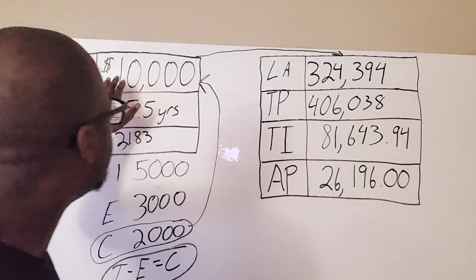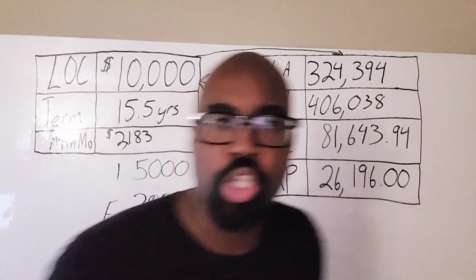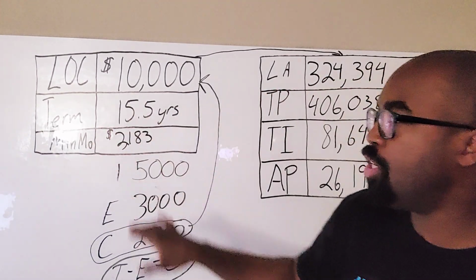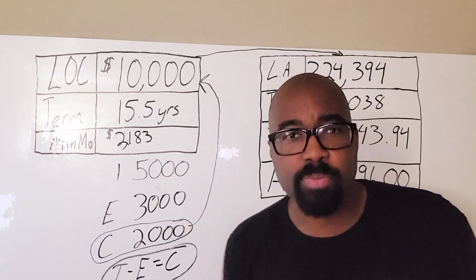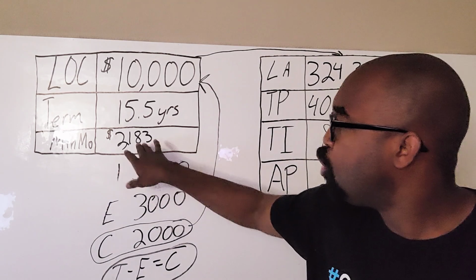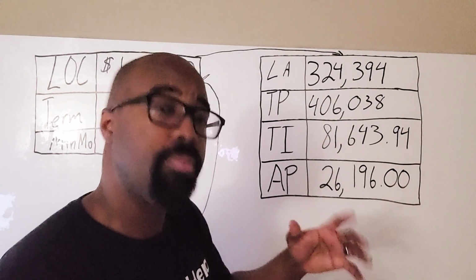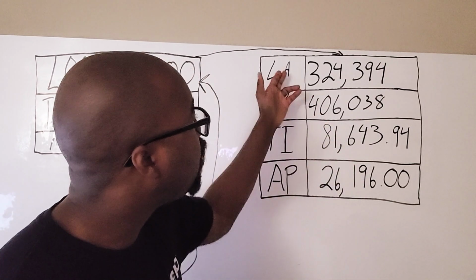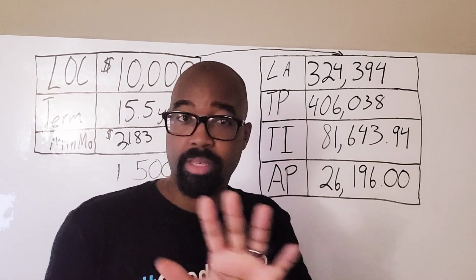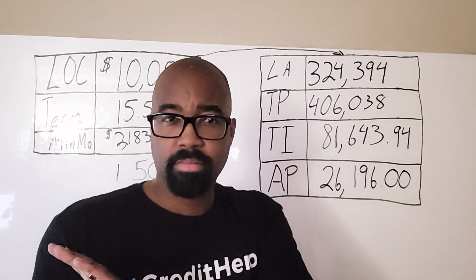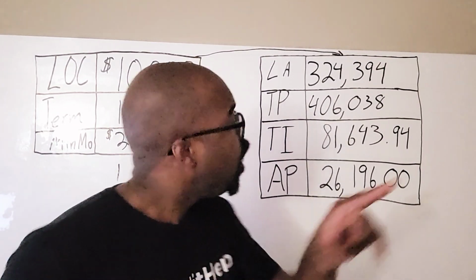So you have the $10,000 line of credit. You also have the 15 and a half years on your term. Congratulations, by the way. Thank you for paying your mortgage. $2,183 is the minimum monthly payment on that, because remember, it's an amortized loan. We have the loan amount of, now you didn't give me this, right? We calculated it. Let me know if I'm right.